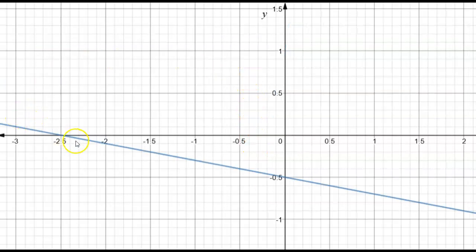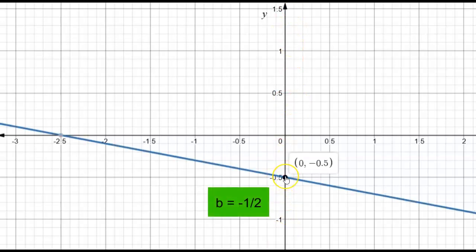Here's one final example. If you notice, the direction of the line is in the opposite direction. This is a negative slope. It's going from high to low versus low to high in our previous 2 examples. The process for determining the slope-intercept form is still the same. What's our y-intercept? In this case, it's negative 0.5 or negative half. So our b is negative half.